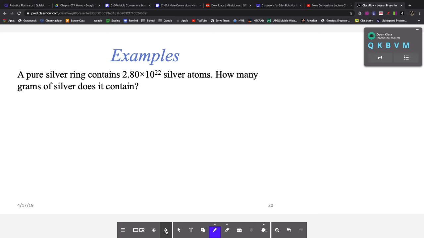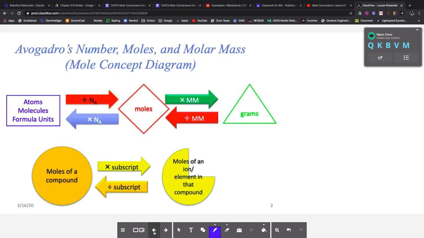In this problem, we're going from silver atoms, we're going from atoms to grams. So if we go to our graphic, here's atoms over here. We can't go from atoms straight to grams. We have to go to moles first. So we have to go from atoms to moles, and then from moles to grams. So both times we're following the top arrow. So we're going to divide by Avogadro's number, and then we're going to multiply by the molar mass.